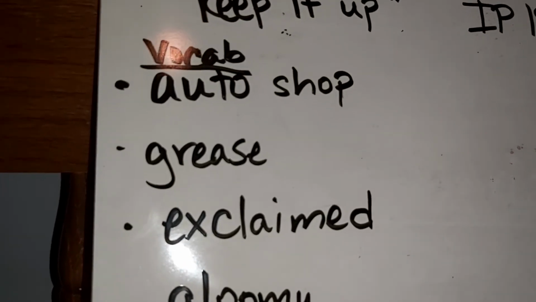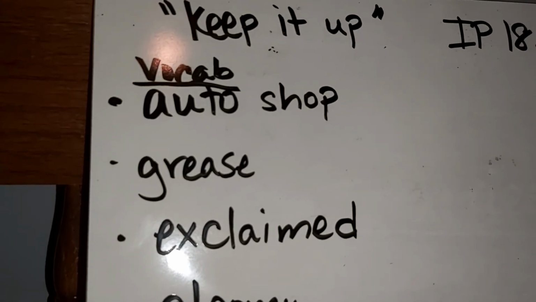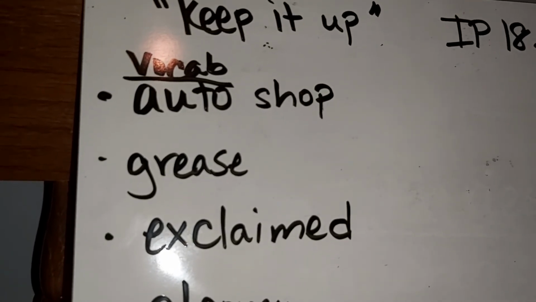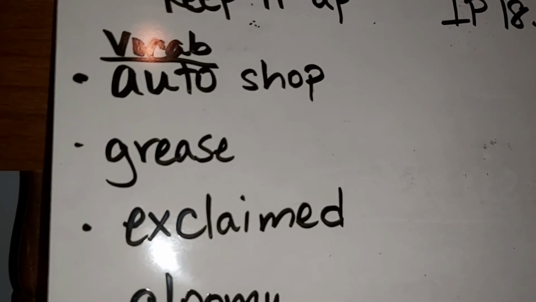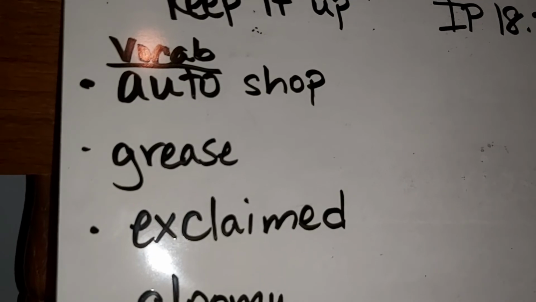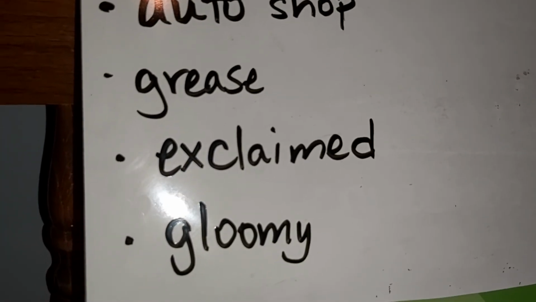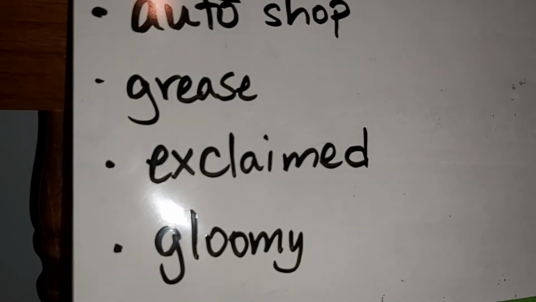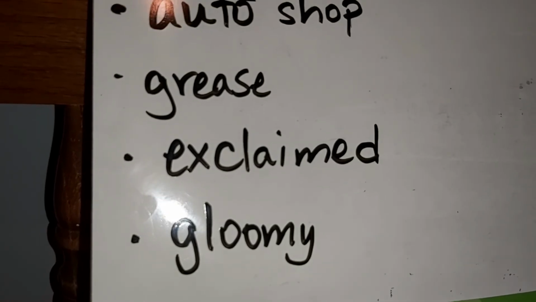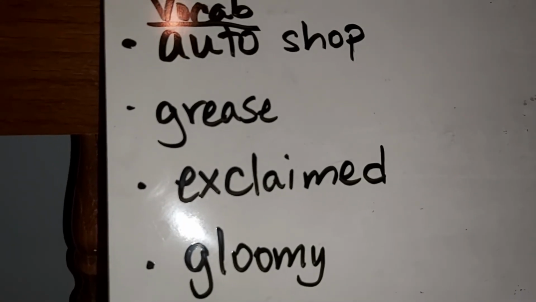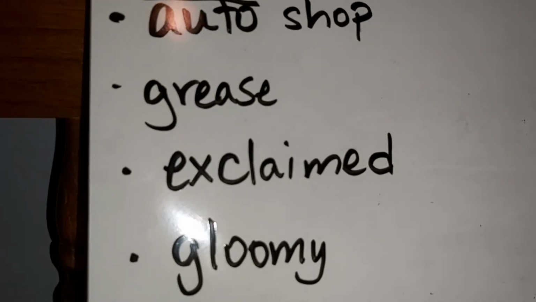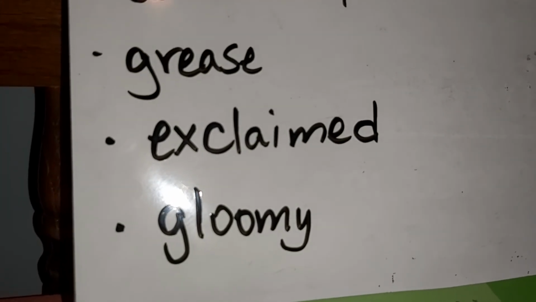We have the word auto shop. An auto shop is a place where cars or automobiles are fixed. So anytime there's a problem with your car, your parents will take you to the auto shop. Next word, grease. Grease is oil or fatty matter. Okay? So grease is what we would call stuff that might come out of the car. We might call it stuff from things that we cook, like the chicken, all that oil. Next word, exclaimed. Exclaim means to yell or to call out with excitement. All right, and our last word is gloomy. Gloomy means to be sad.